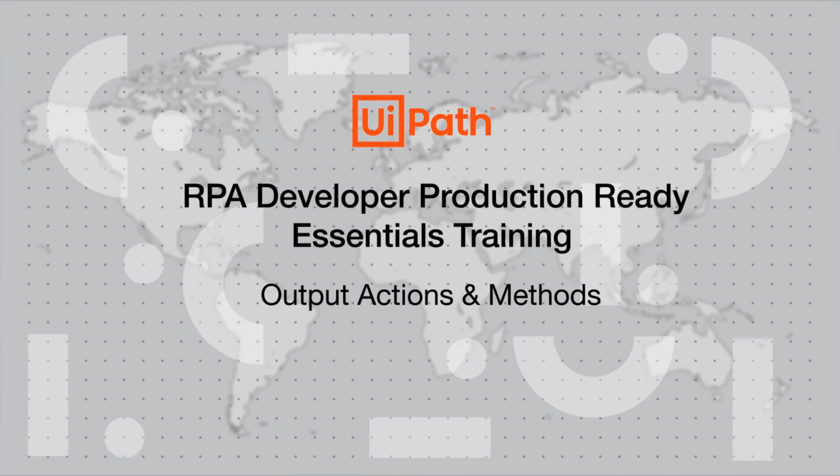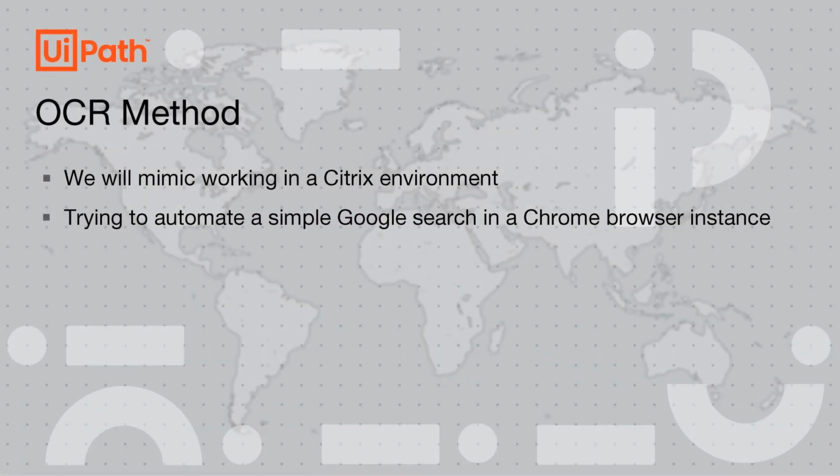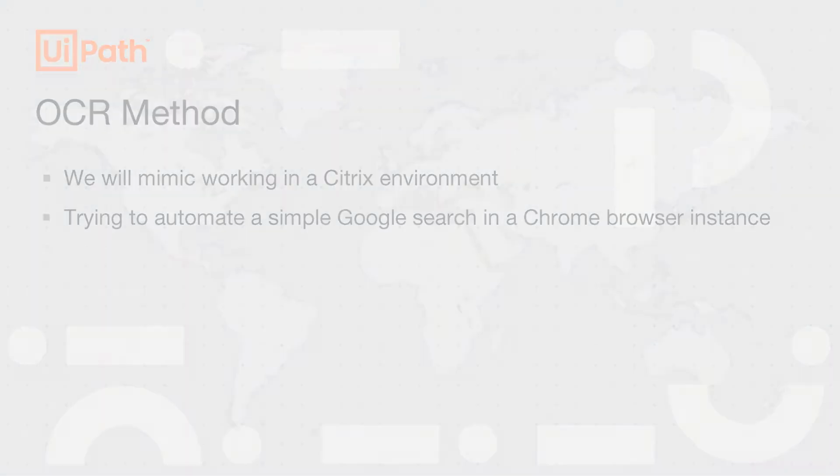Now that we've seen how UI interactions work when we're dealing with apps for which we have access to the UI elements, let's see how we retrieve text in the cases where we don't have access, like Citrix and virtual environments, when image recognition is the only solution. We will mimic working in a Citrix environment by trying to automate a simple Google search in a Chrome browser instance that runs without the UiPath extension installed.